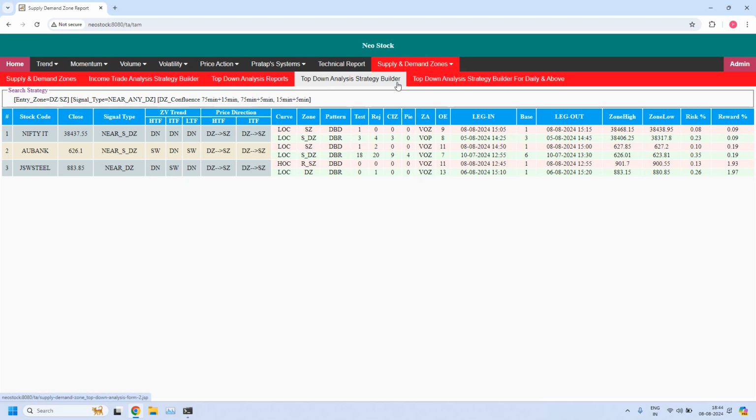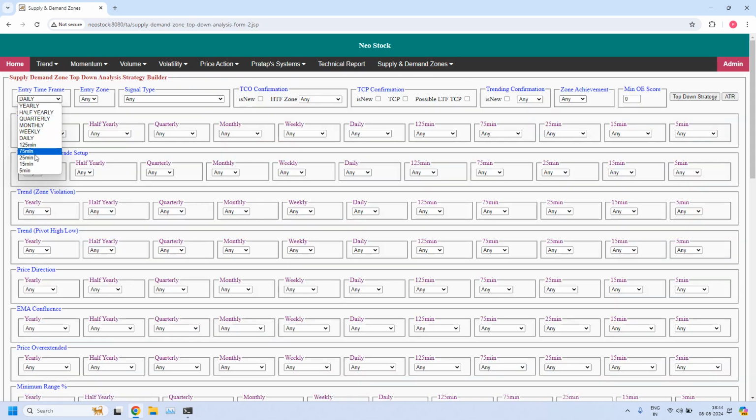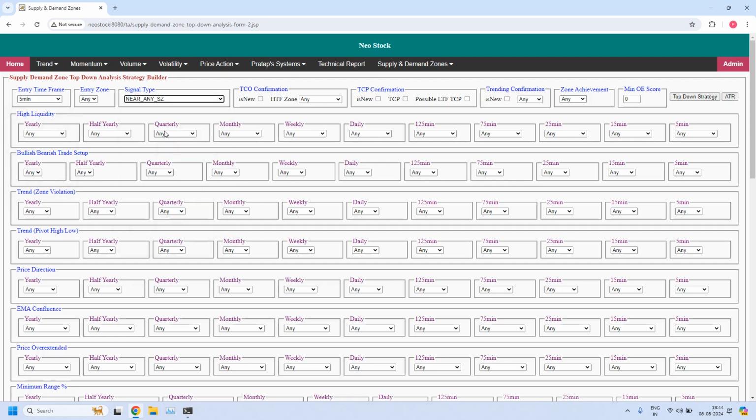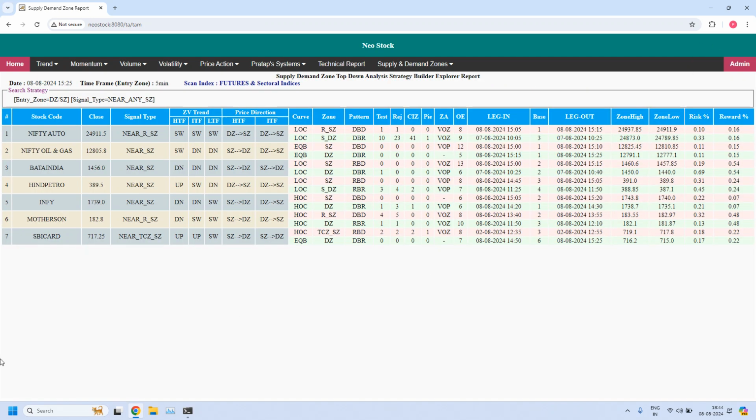So next report for 5 minutes time frame, let us find the stocks near 5 minute supply zone. Let us filter. So 7 stocks are filtered. Now price is near to the 5 minute supply zones. But how many of these, excuse me, so how many of these supply zones are having a ITF confluence?